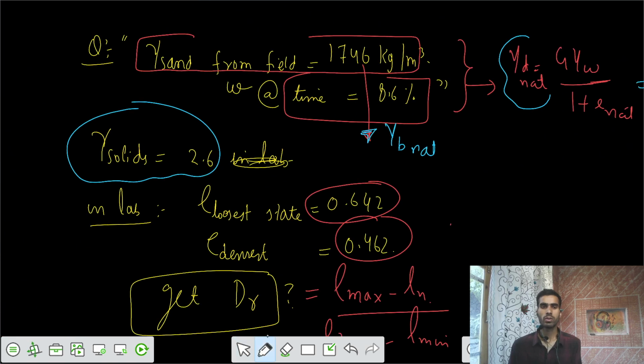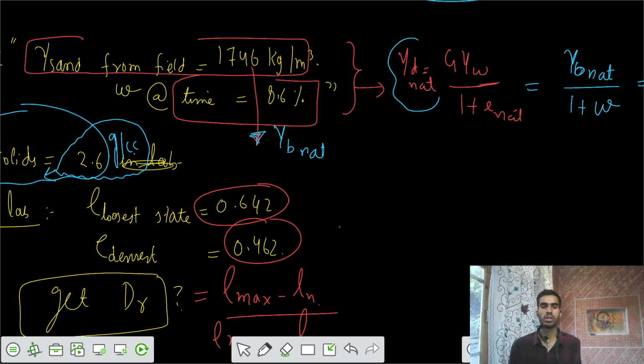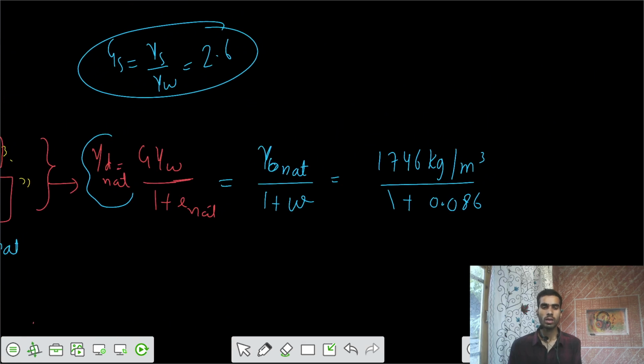This was your gamma solids. It should be in gram per cc. You can say in terms of density, the density of the solid is 2.6 gram per cc. That is its unit. Okay. So we can substitute that value: 2.6 into 1 gram per cc divided by 1 plus e natural condition.